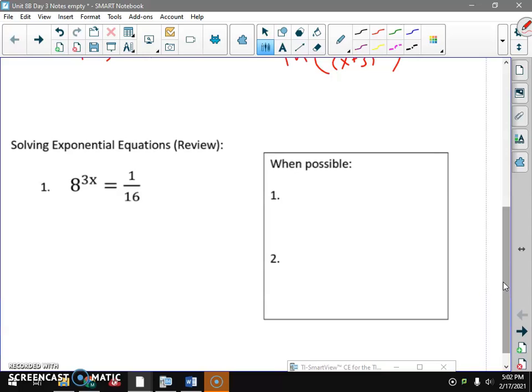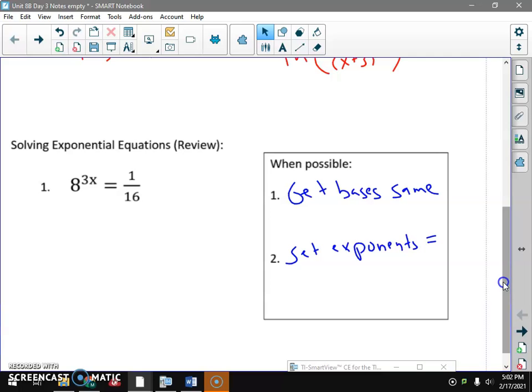All right, reviewing equations we did last unit. If you can get bases the same, and do what then? Set exponents equal. No matter how you slice it, guys, the goal is to get the x down from the exponent where we can solve. Okay? What we do at first is we get the bases the same, then we'll do something a little different in a minute. What's another name for 8?